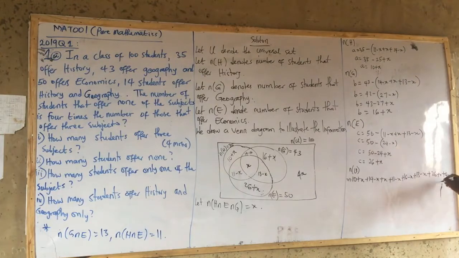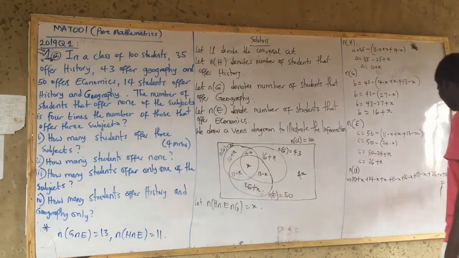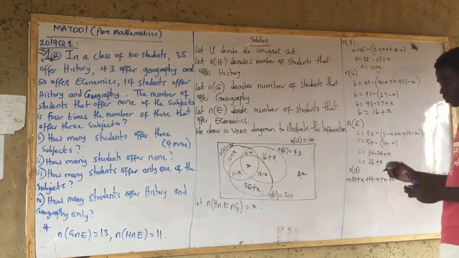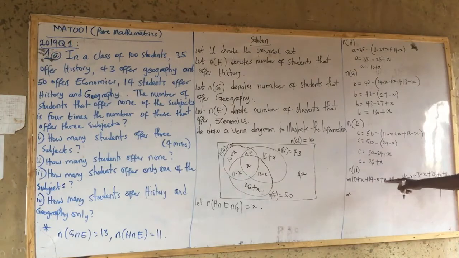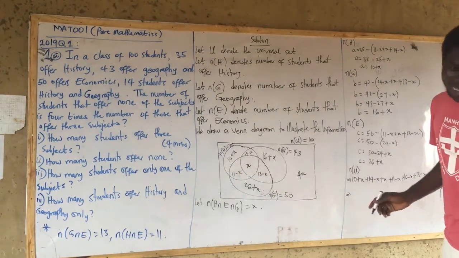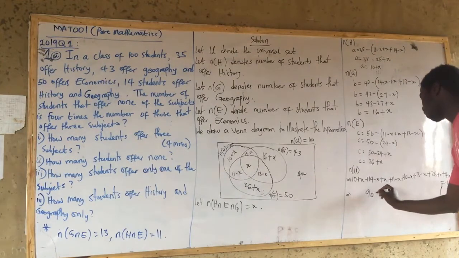If we add everything together, it must be equal to the universal set 100. So this must be equal to 100. So if we add everything, you use your calculator, 10 plus 14 plus 11 plus 16 plus 13 plus 26. Everything will give me 90 without wasting time.